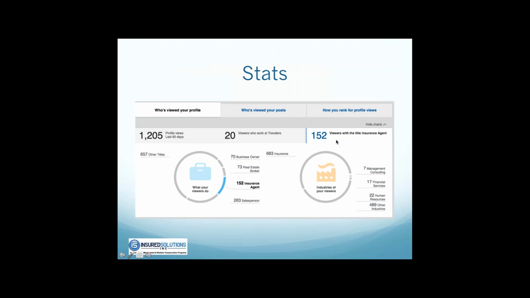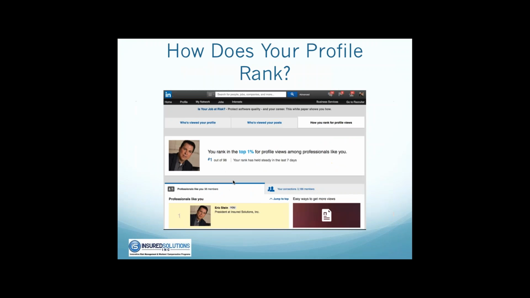The next thing is you can see what the job title is of who was viewing your profile. So the #1 job title was an insurance agent, a salesperson, business owner, real estate broker, and industries. I guess this one doesn't have insurance on it, but there's tons of industries all over, and it depends on how people fill out their profile as to how this will calculate it. But anyway, this is just a good reference to see who's looking at what you're doing.